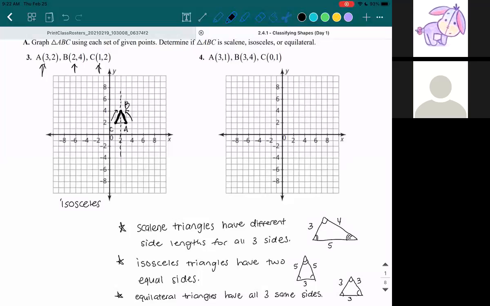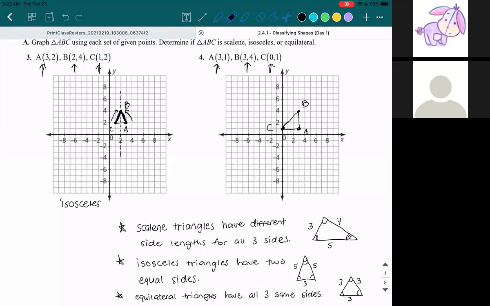Okay, so now we're unpaused. Let's try it out together. So we have our first point 3, 1. Second point 3, 4. Third point 0, 1. Okay, so let's take a look at this triangle.